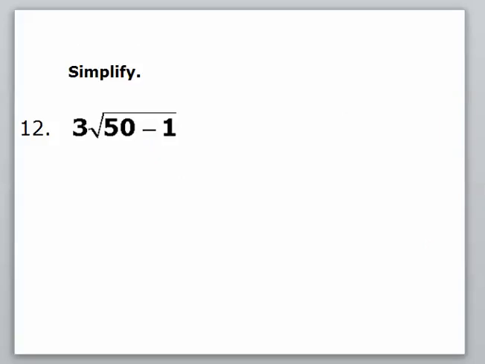Okay, in this next problem, I have 3 times the square root of 50 minus 1, which is 49. The square root of 49 is 7, so I just do 3 times 7, which is 21.